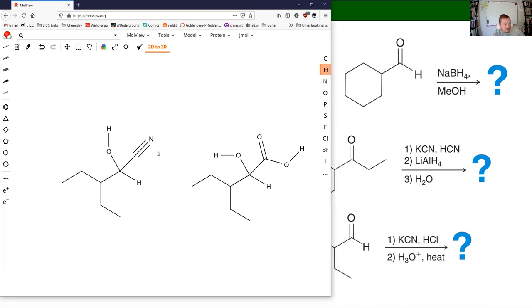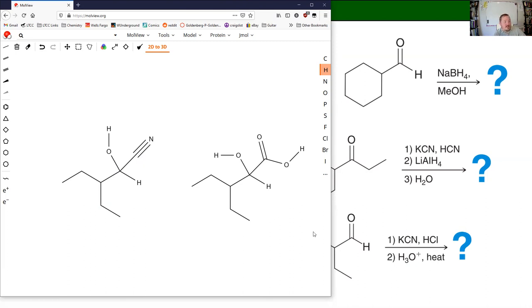And again, on a test, don't be afraid to draw the intermediate, even if you're not sure what the second step does, show me the intermediate. And if you can get the intermediate right, I can give you more partial credit than if you just show me a mangled final product that's not the right final product and I don't know what you did. If you can show me you at least got the first step right, that's always better than nothing, right?